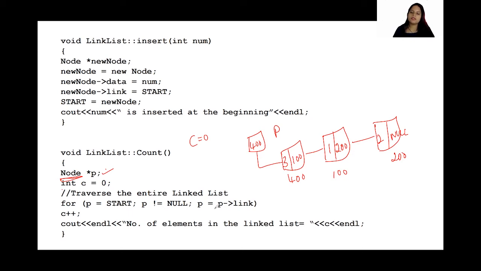Then I'm going to traverse each link. I'm going to say p is equal to start. Start is nothing but 400. So this is where my p is right now. I'm saying p is not equal to null. Is p equal to null? No, it is not equal to null.